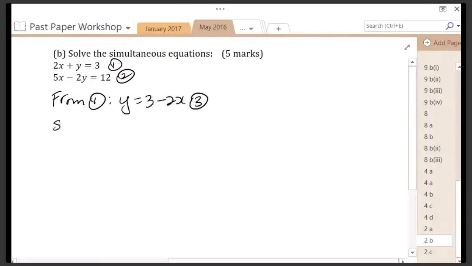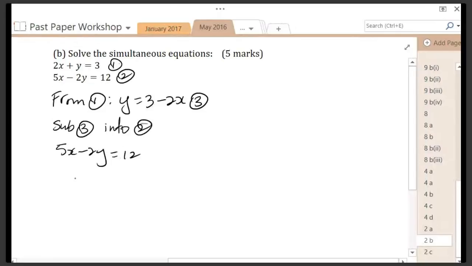And I'll sub equation 3 into equation 2. Always remember that in the substitution method you cannot substitute back into the equation that you used to make equation 3. So I have to substitute here into equation 2 because I used equation 1 to make equation 3. So I'll write equation 2 here. This is 5x minus 2y is equal to 12. And wherever I see y here in this equation, I'll replace it with 3 minus 2x.